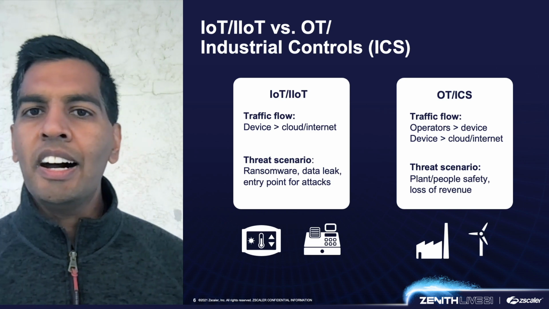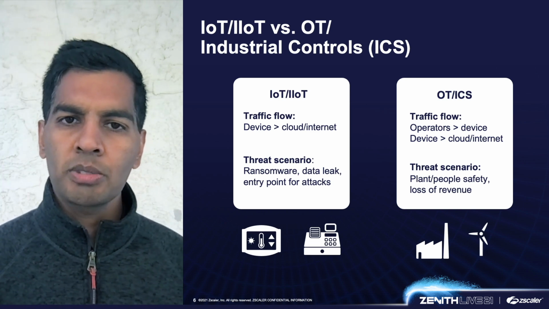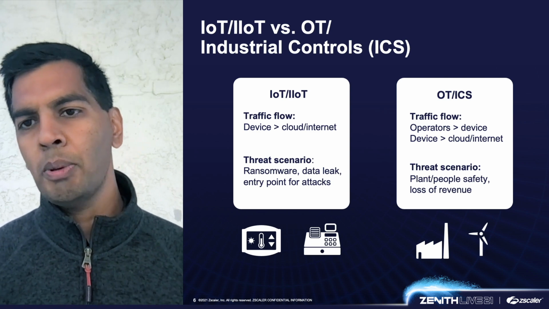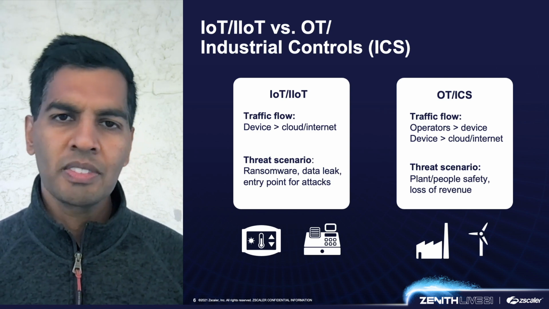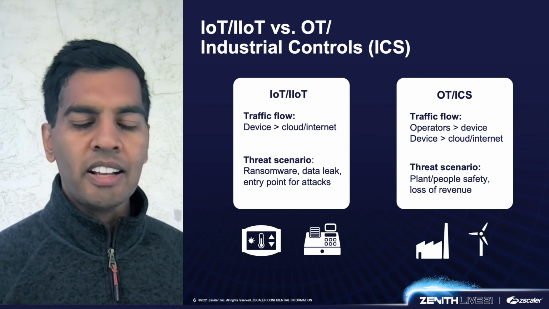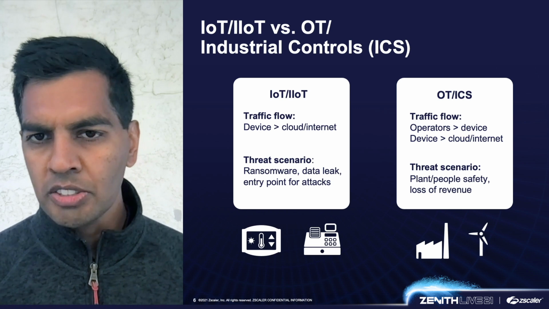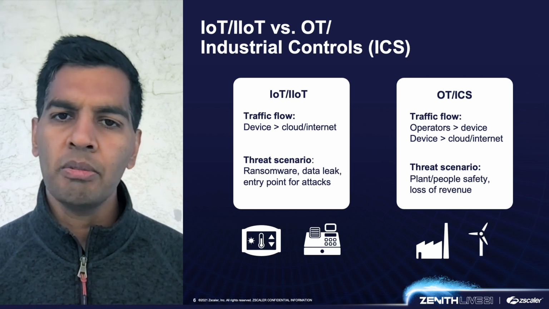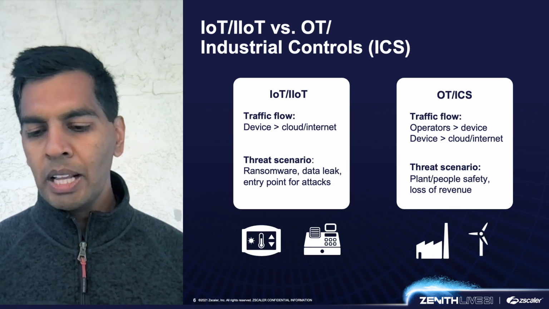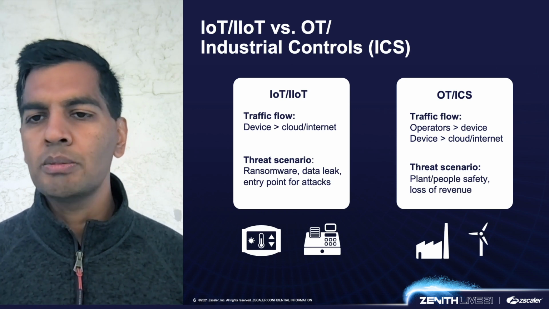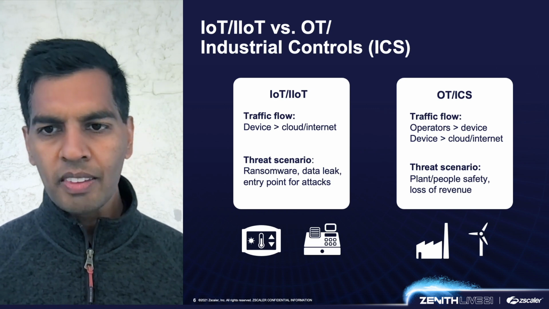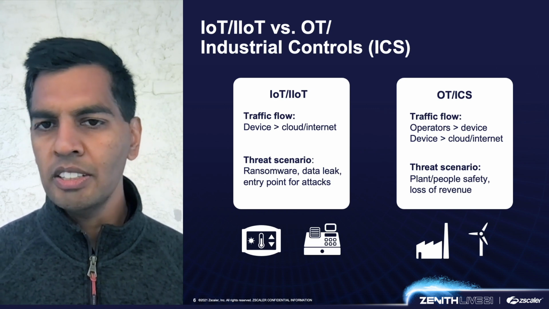And in some cases, it's your point of sale systems as well. The threat scenarios are different. On the OT side, it's people and plant safety, it's loss of revenue. On the industrial IoT side, it's not as dire in terms of consequences. Yes, you'll have data leaks, and they become entry points for other attacks. So depending upon how you look at it, with OT systems, the threat of plant and people safety kind of trumps the card when it comes to data breaches.